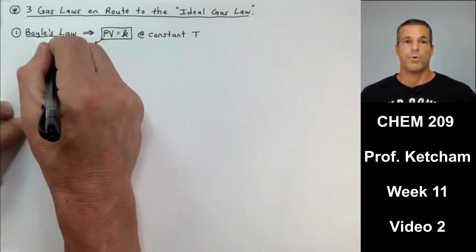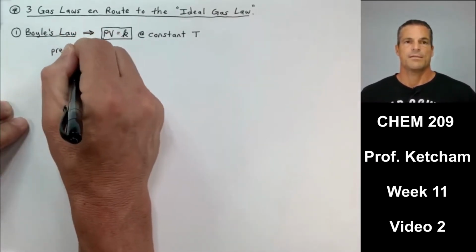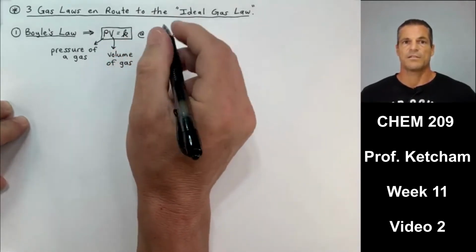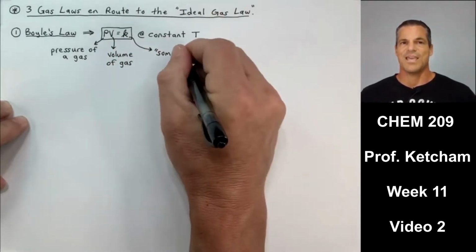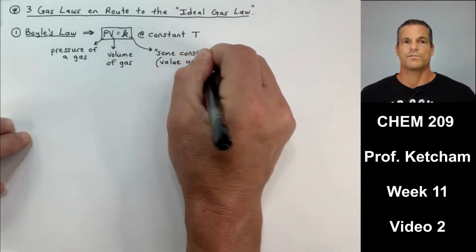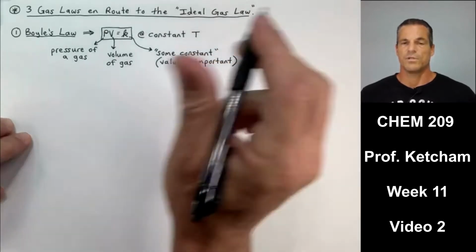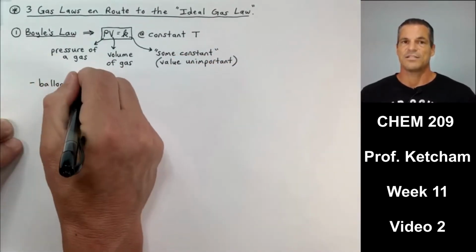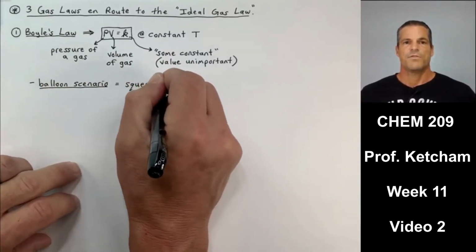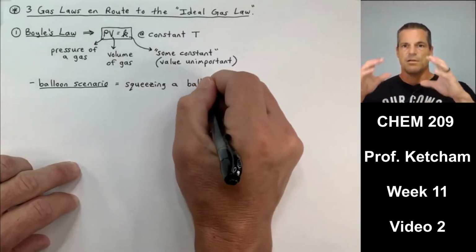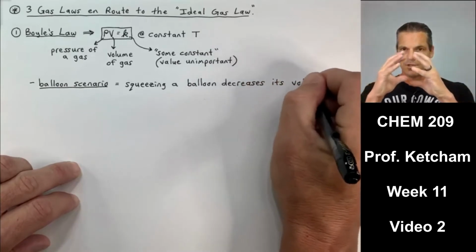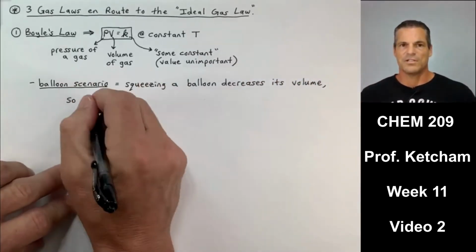The first one is Boyle's law, and pressure of a gas times the volume of a gas is always going to equal some constant K. The value of the constant is not important, and Boyle's law refers to the pressure-volume relationship of a gas at constant temperature. If you take a balloon and squeeze it, as the pressure increases, the volume goes down. So that's an inverse relationship.